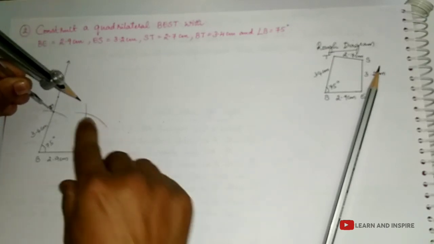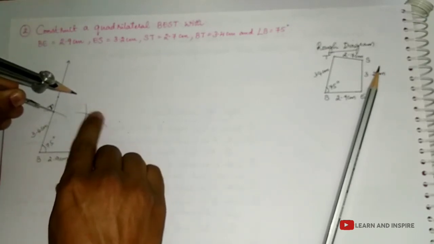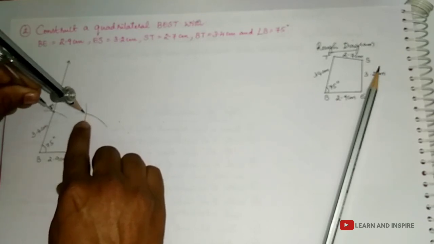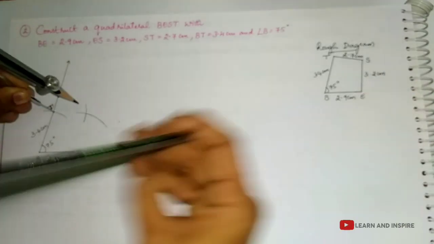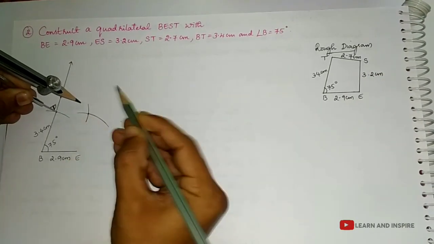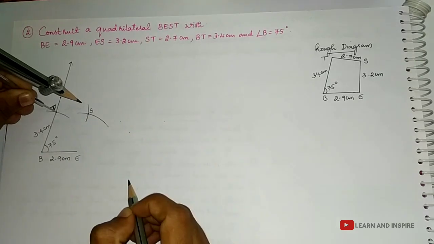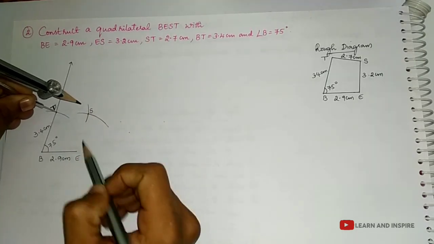you can see here the intersecting point. So two arcs are intersecting at this point. So I am marking this point, and I name it as S.